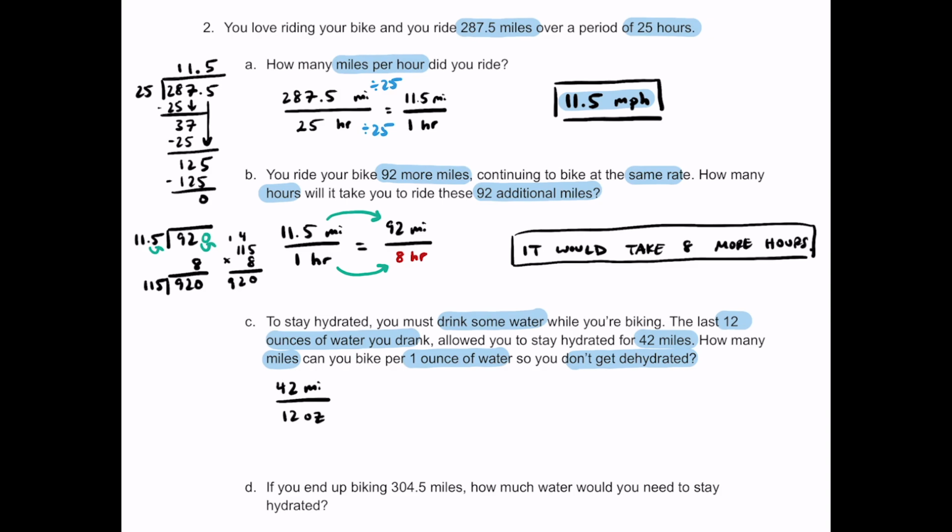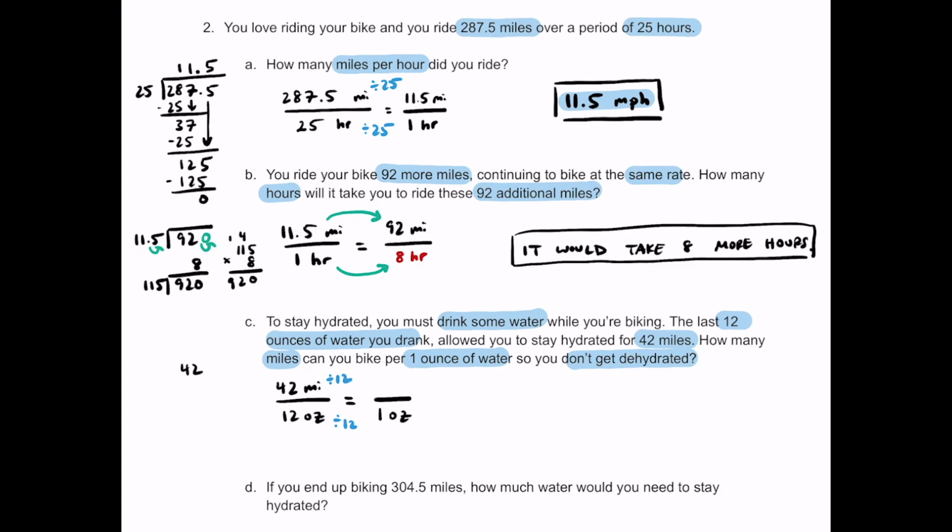Remember, OZ is the abbreviation for ounces. So the question says, what if you only have 1 ounce of water, how far can you bike technically with 1 ounce of water? Well, this is just a unit rate, just like we were doing before. To get from 12 ounces down to 1, you would divide both top and bottom by 12. We just really have to do 42 divided by 12.